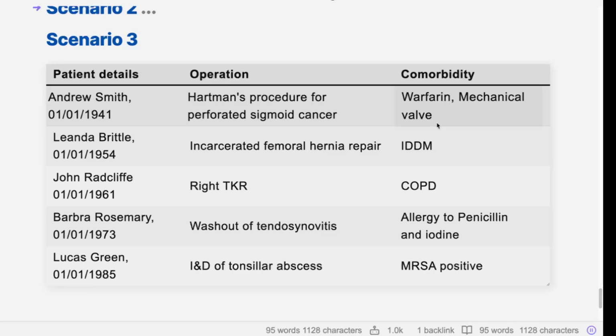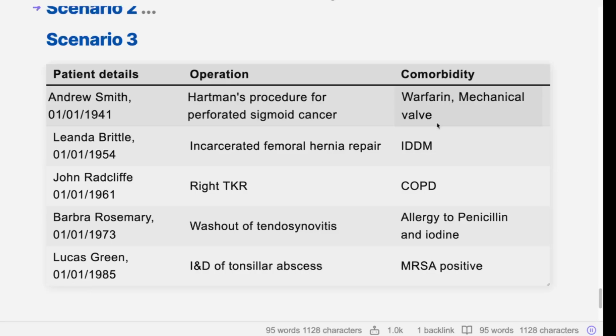The last one, which I'm very concerned about, is incision and drainage of tonsillar abscess and MRSA positive. I have here 2 issues. First of all, I need to know more about their airway status and whether their airway is affected or not. And second of all, I need to be aware that they are MRSA positive, and that means we might need to close the theater if we took them first.